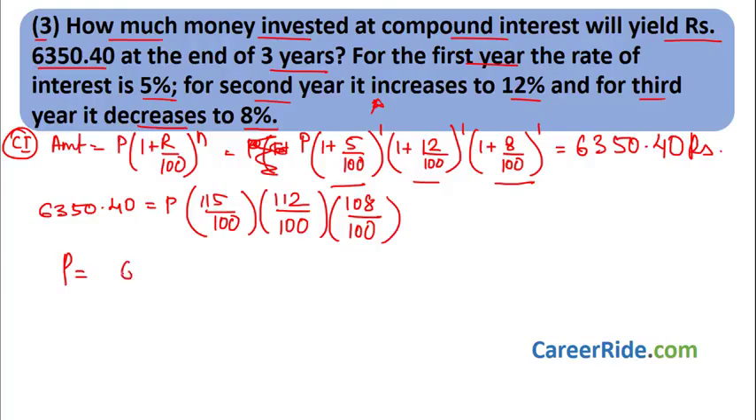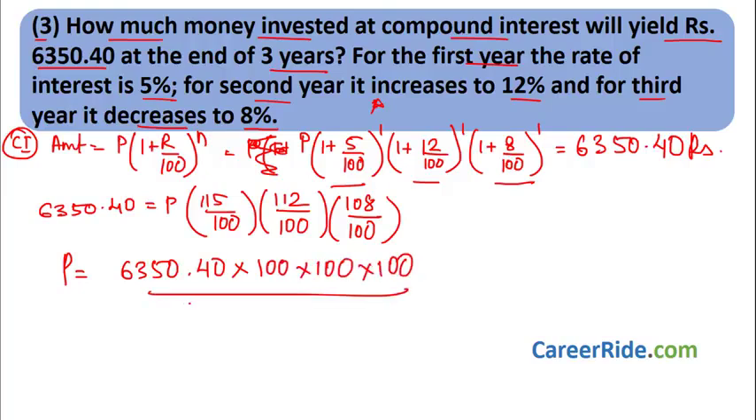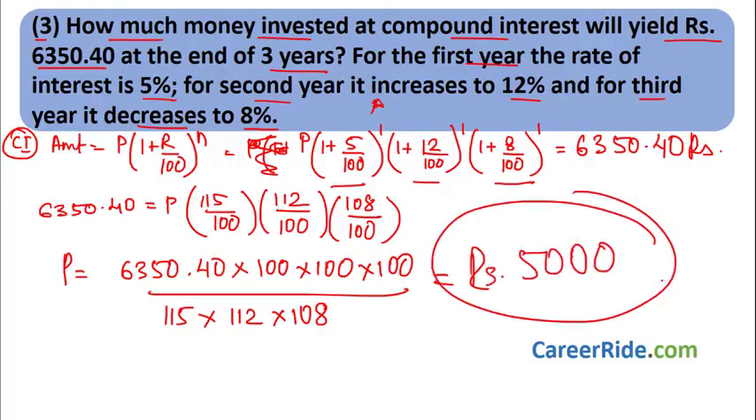So P would be equal to 6350.40 multiplied by 100 into 100 into 100 divided by 115 into 112 into 108. On simplifying this, we will get rupees 5,000 as the answer. So when we invest 5,000 at various compound interest rates, we will get 6350.40 rupees at the end of 3 years.